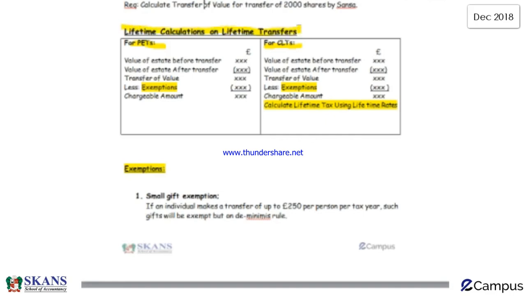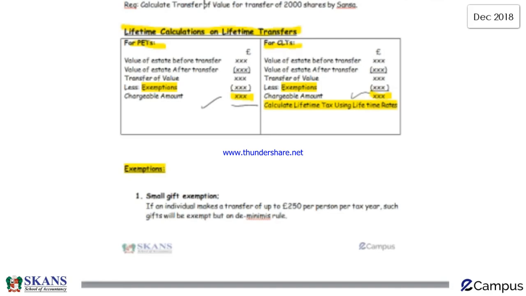when doing lifetime calculations on lifetime transfers. Either it is a potentially exempt transfer or it is a CLT, in the death calculations we apply death rates on the same chargeable amount which we have calculated during lifetime. So we will be calculating the chargeable amount in the lifetime calculations, and if he dies within 7 years, we will be applying the death rate on the same chargeable amount, both in the case of PETs as well as CLTs.